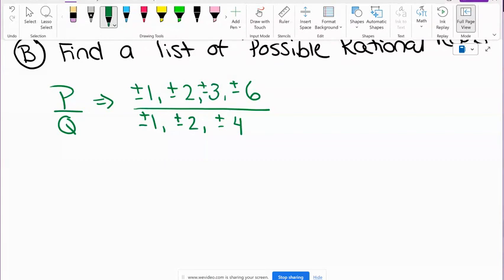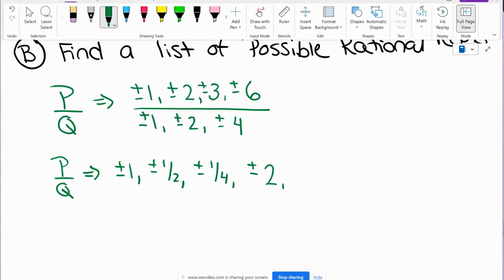All right, so now we're going to combine all the different combinations. So we're going to get P over Q is plus minus 1, plus minus a half, plus minus 1/4. Now we move on to 2. So we could do plus minus 2. But what's 2 over 2? 1. Don't I already have a 1? So I don't need to write it again. What's 2 over 4? Half. Good. 2 over 4 is a half. I already have that. I don't need to write it again.